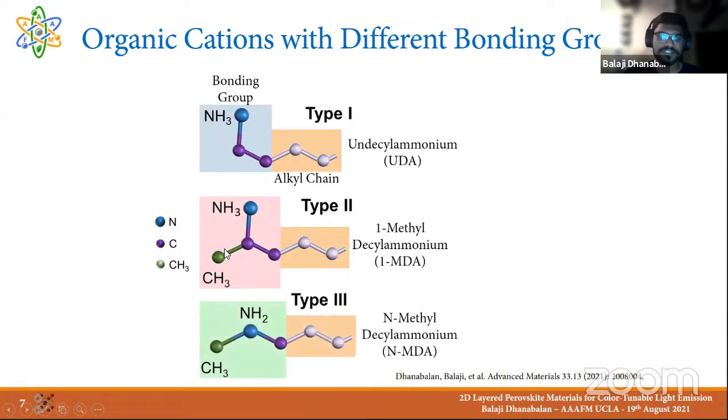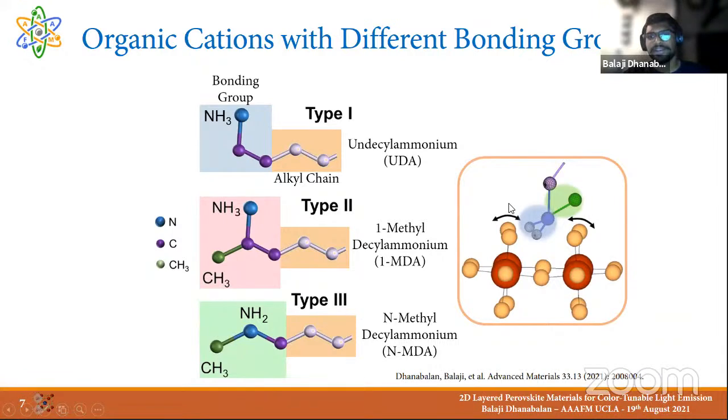In the type 3, we chose the secondary ammonium molecules. It has only 2 hydrogens for the bonding with the inorganic network, and it has a methyl group which has to be incorporated within the void created by the octahedrons. As I told, we were keeping the alkyl chain constant for the moment, and we wanted to study only the binding groups. When these molecules are incorporated between the octahedrons, it will create distortions in the bond lengths, and it can change different properties, and it can also change the electronic structure so that it will give different optical properties. With that aim, we were studying all these 3 type molecules.